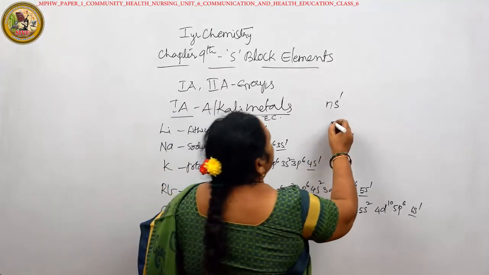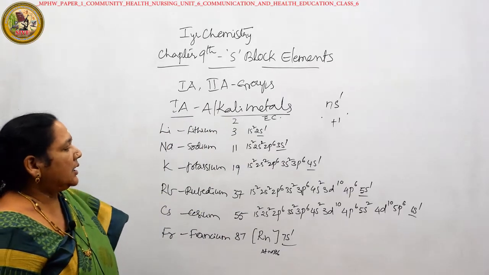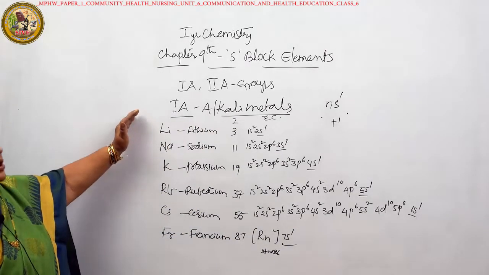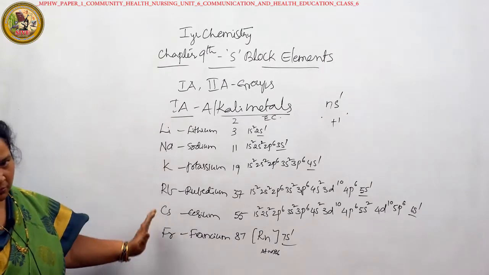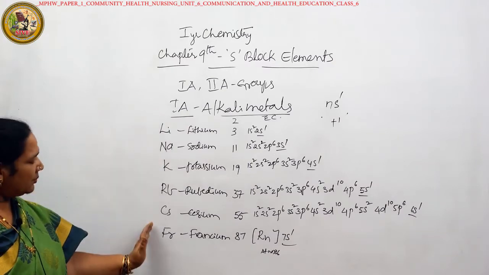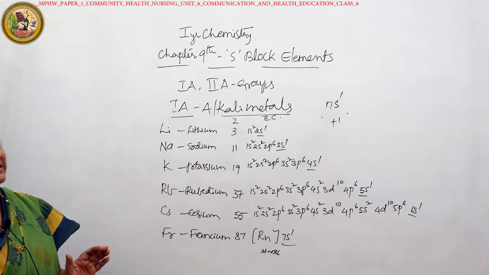So they usually show +1 as the oxidation state. Now coming to these elements, as you move from top to bottom in the first A group, the atomic size gradually increases.